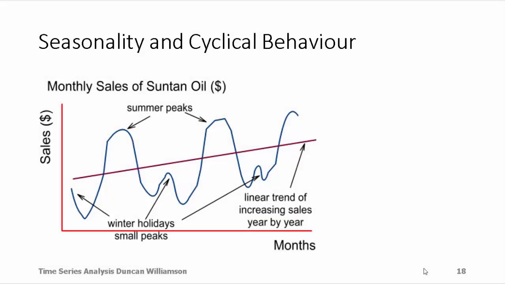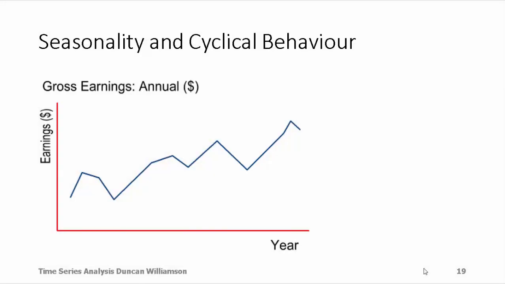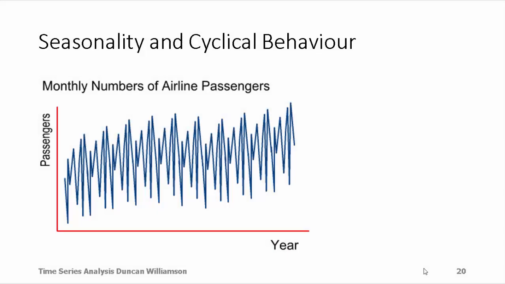Here's some hypothetical sales of suntan oil, where we can see winter holiday with small peaks, summer holidays with large peaks, and the overall linear trend of increase in sales year by year. A second example would be annual gross earnings, year against earnings. A third example would be year and passengers, the monthly number of airline passengers.